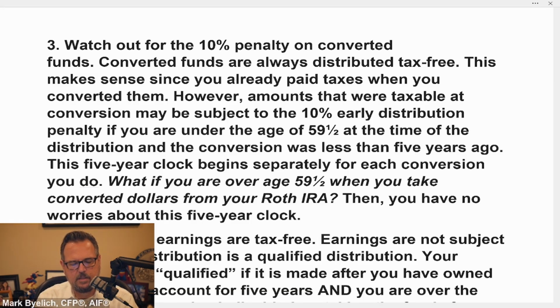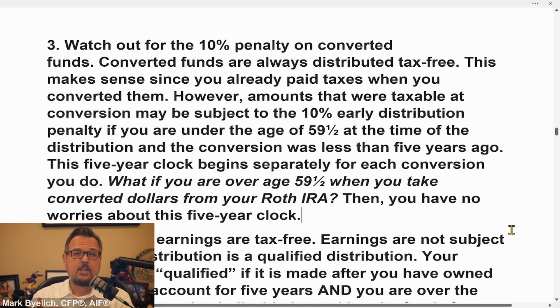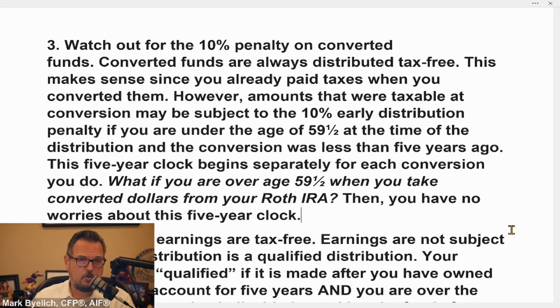So Sarah goes on to write, and we're right here at this, if you're following along or reading along, this 5-year clock begins separately for each conversion. So that may be a reason to have, if you're under 59 and a half, individual and separate retirement accounts or Roth accounts, even though the aggregation rule says they're all counted as one. Since you have different clocks for your conversions, you may want to have several different accounts for your conversions if you're under 59 and a half.